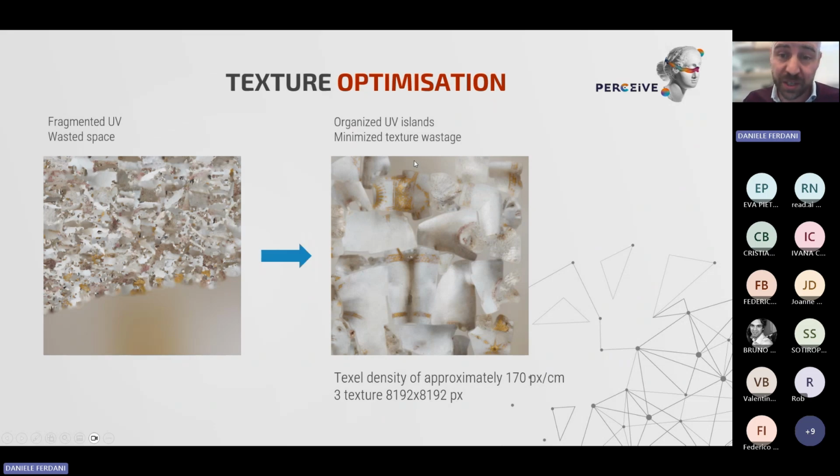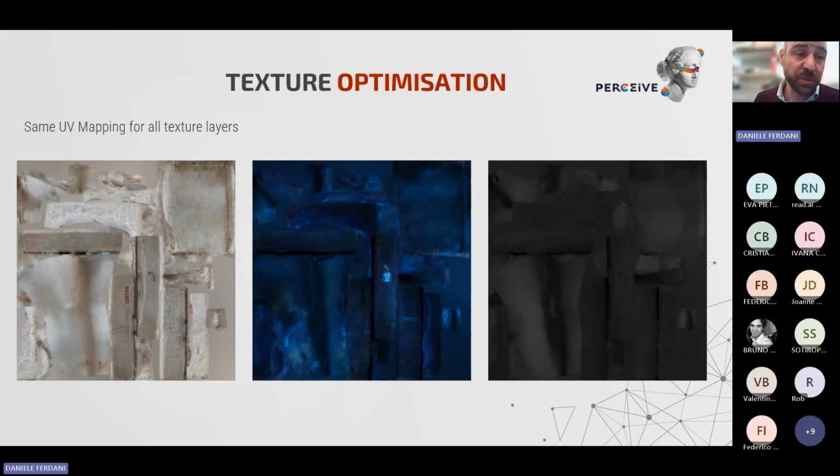The space wasted is reduced, and you can see also the padding around the texture island. So in this way, we could optimize all the textures. And this optimization was performed for all the texture layers, maintaining the same UV coordinates. As you can see, all the 3 different textures, visible, UVL, and VIL, share the same UV mapping. You see, the same elements can be found in the same position in the 3 different textures.